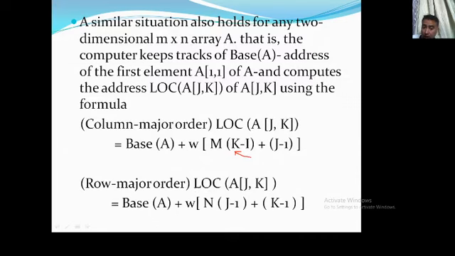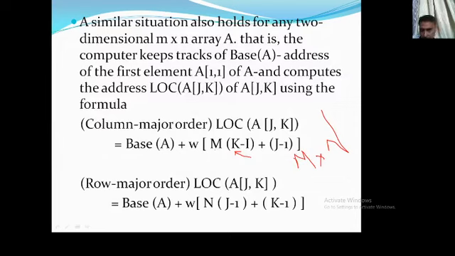If it is row major, then instead of m it is n, that is (j minus 1, k minus 1). We have to remember this formula. Now in case of column major, it is m. In case of row major, it is n. The array is m cross n, where m means the number of rows and n means the number of columns.